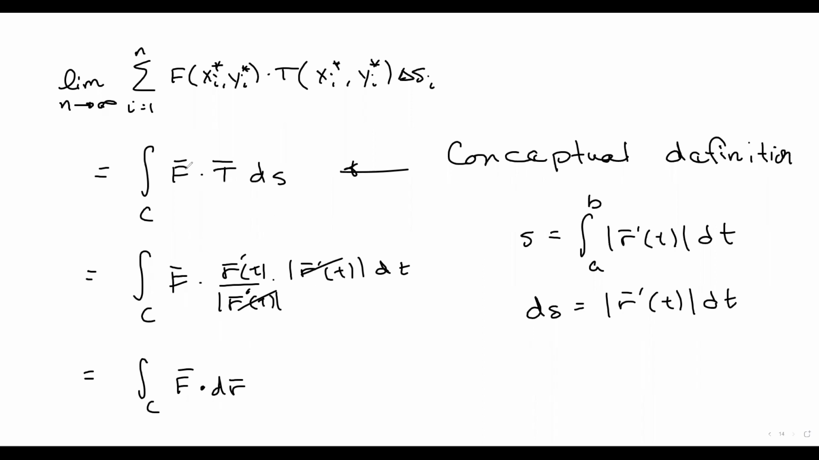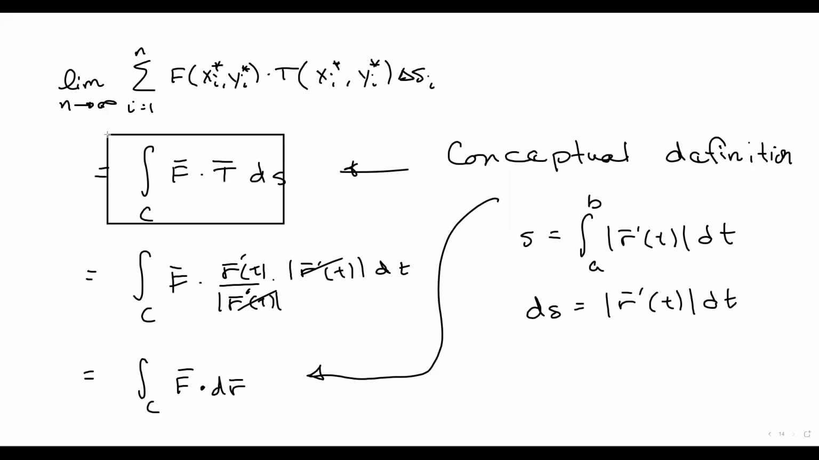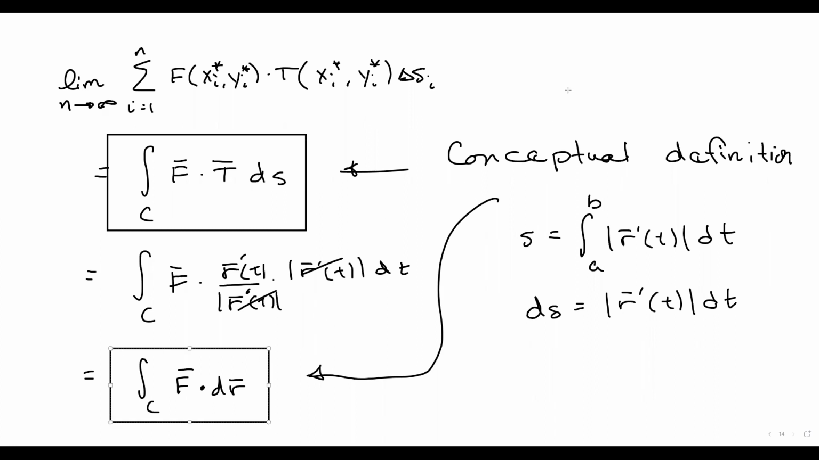So you've got two conceptual definitions that you'll see. Sometimes you'll see F dot T ds, and sometimes you'll see F dot dr. And the way that you get from this one to this one is by replacing the unit tangent and the ds definition and canceling those. And so the dt, the t variable, is buried inside of the dr here. There are two conceptual definitions for work integrals.